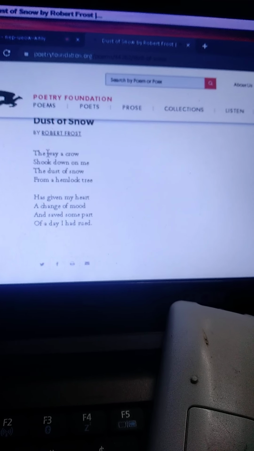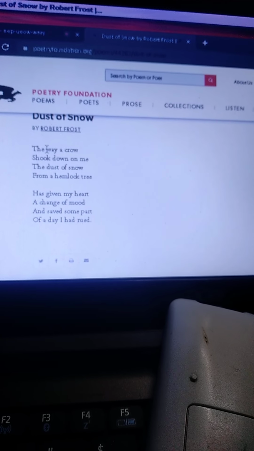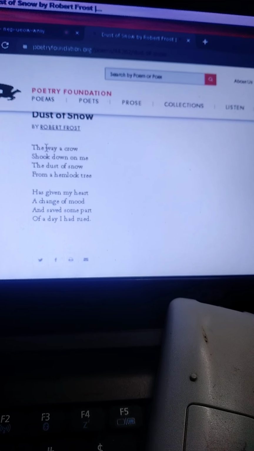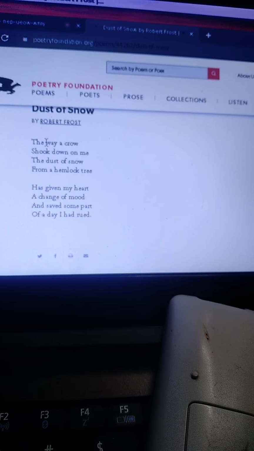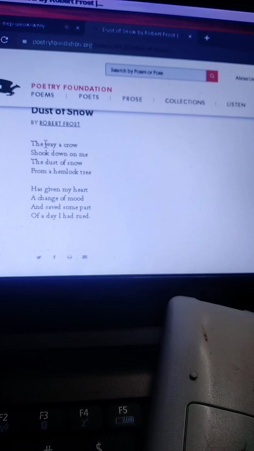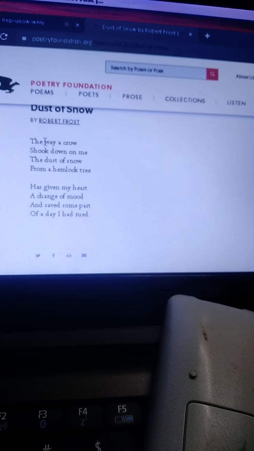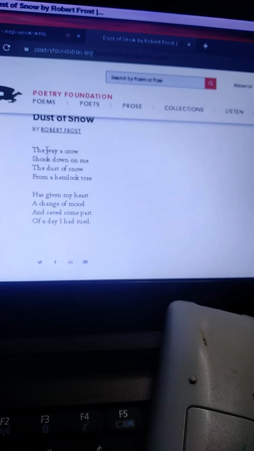The way a crow shook down on me. So the crow was sitting atop the hemlock tree, and maybe it was shivering in the cold, maybe it was trying to move the snow off its wings, and thereby it fluttered its wings, and the snow fell on Robert Frost as he was walking by.